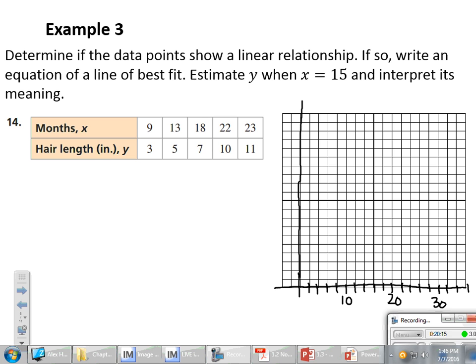Okay, and I hope this gives me enough of a readout here. So at 9 months, we have 3 inches. At 13 months, we have 5 inches. At 18 months, we are at 7 inches. And at 22 months, we're at 10 inches. And at 23 months, we're at 11 inches.